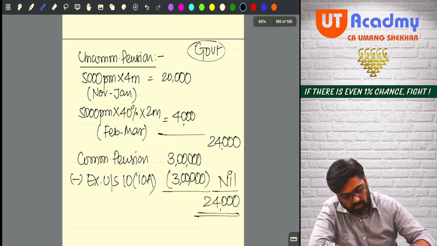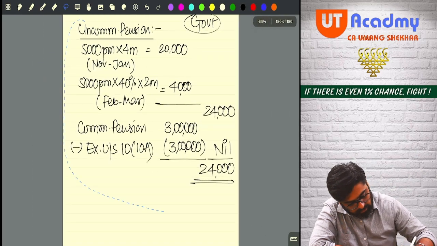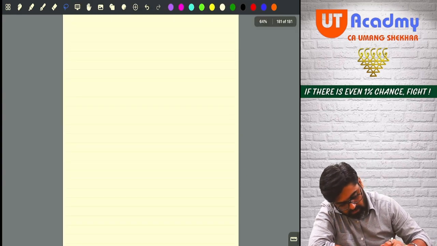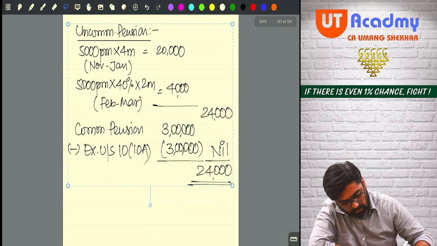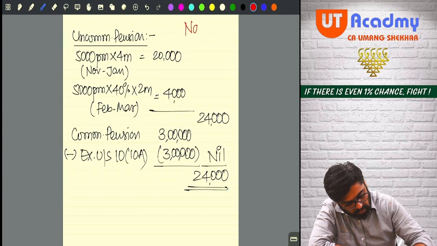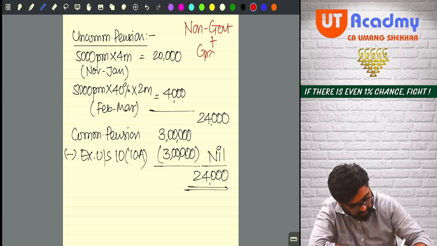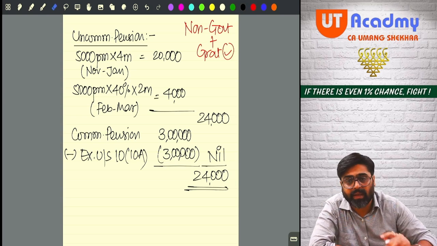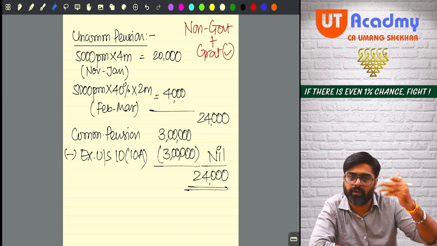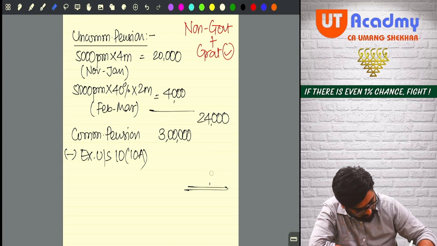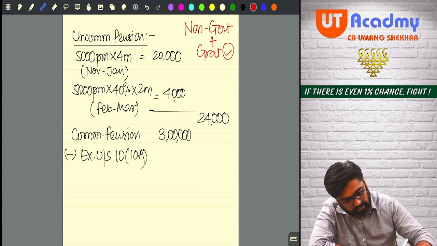Now what I will do? Wait. I will copy this part and paste it. Now what changes will I do? Come on, please pay attention. I will write down non-government employee plus he is receiving gratuity also. Will it affect my uncommuted pension or will it remain the same? It will remain the same. It is going to affect this amount. Getting my point? Now I am not going to get full exemption.